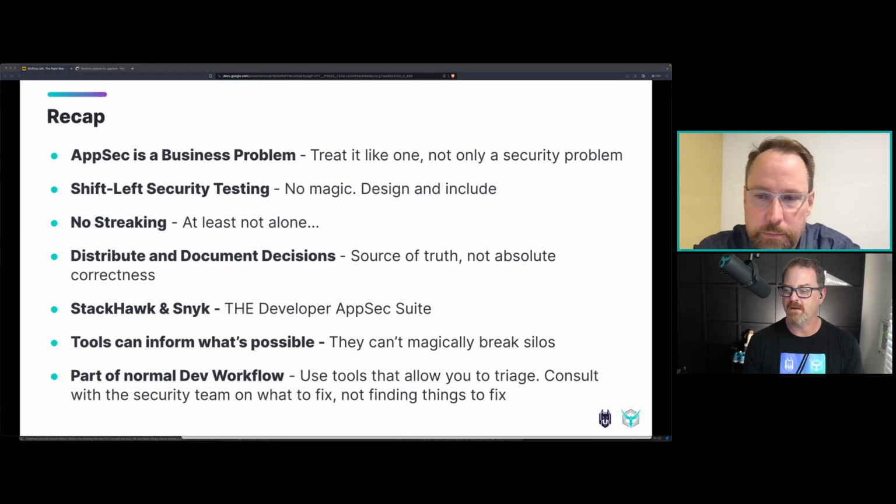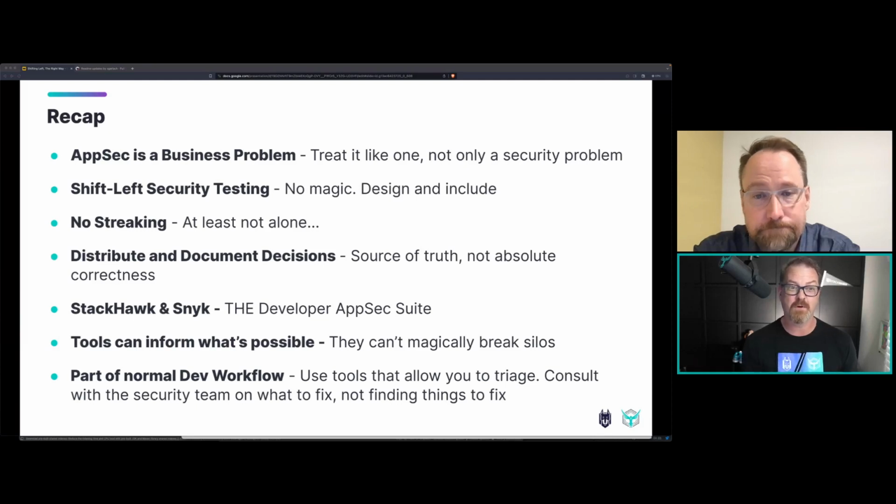Yeah, awesome. And the last part here, part of the normal dev workflow. If you don't know how devs work today, it's hard to design something that works into their workflow. So again, go talk to devs. Figure out how to get security testing tools into their workflow.